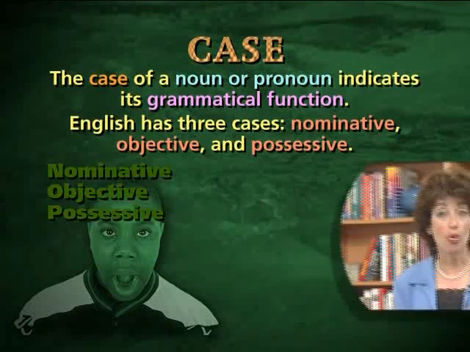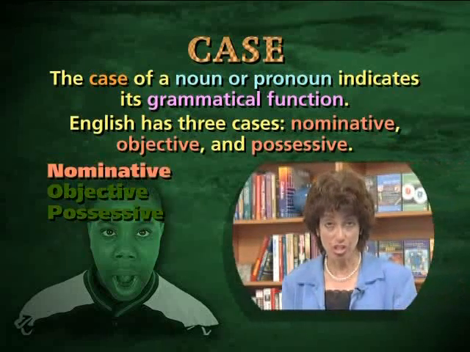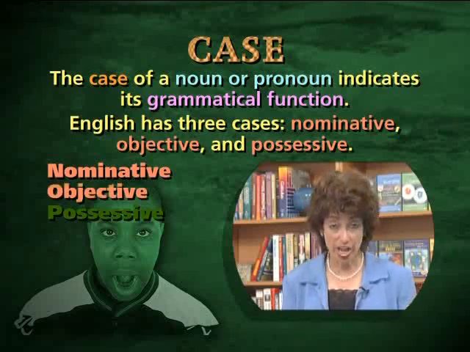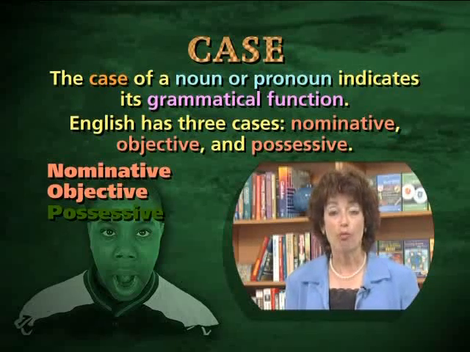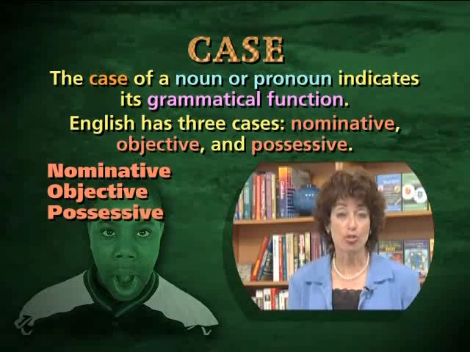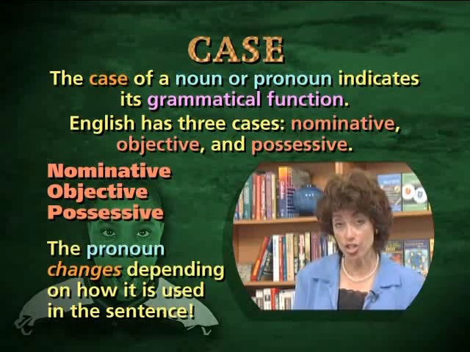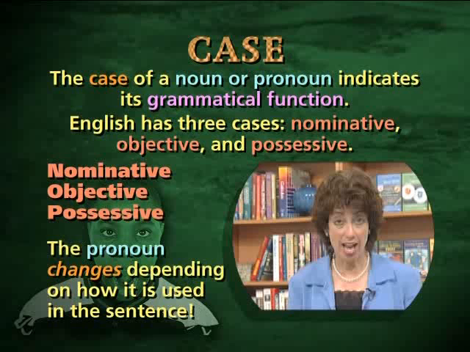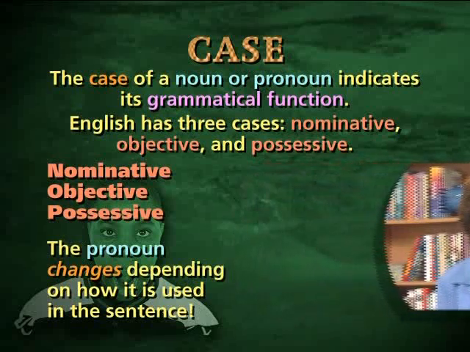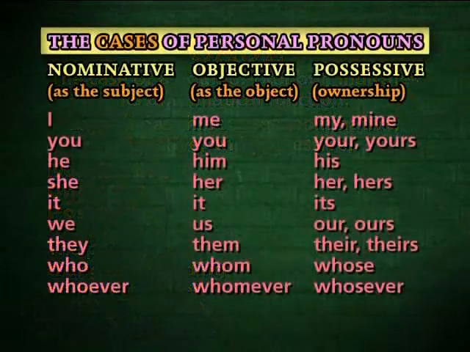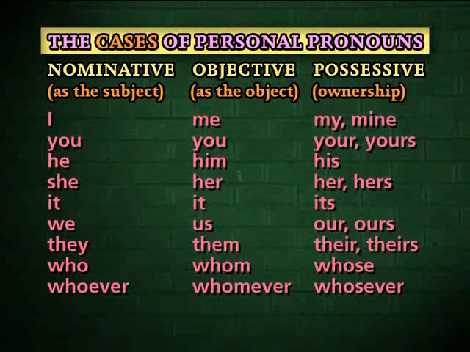So to recap, we have the nominative, the name or subject case. We have the objective, it's used as an object. We have the possessive, it shows ownership. The pronoun changes depending on how it is used in the sentence. This chart shows the 3 cases.